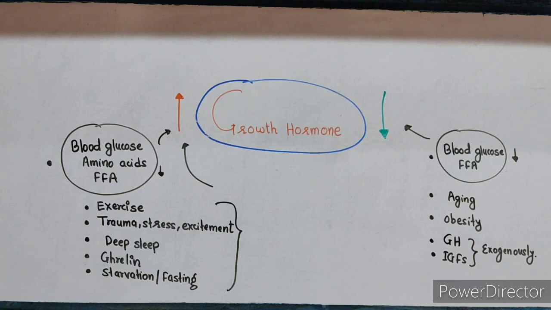On the right side are the factors that inhibit growth hormone secretion. If blood glucose and free fatty acids are increased, growth hormone will be inhibited. Likewise, with age, growth hormone secretion will decrease. Obese persons will have less growth hormone secretion. And if growth hormone and insulin-like growth factors are given exogenously, then they will also inhibit growth hormone secretion.